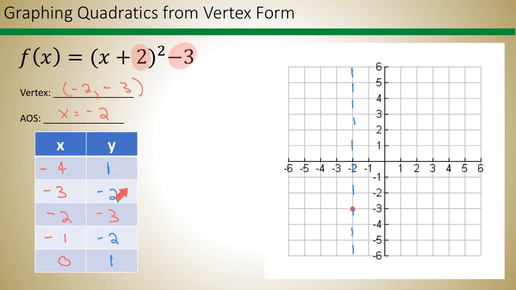Notice that these numbers on opposite sides of the vertex, the y values are the same. Also, these are the same. Our table is always going to be symmetrical around the vertex. Okay, so those numbers should match.